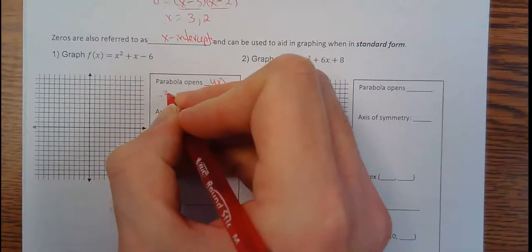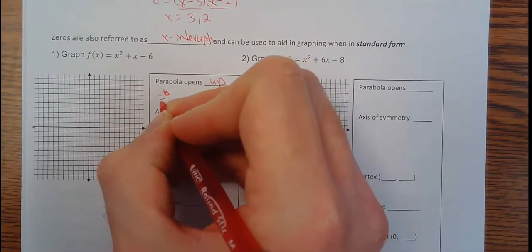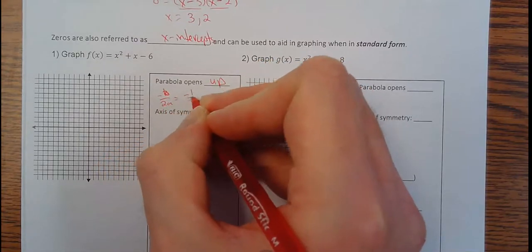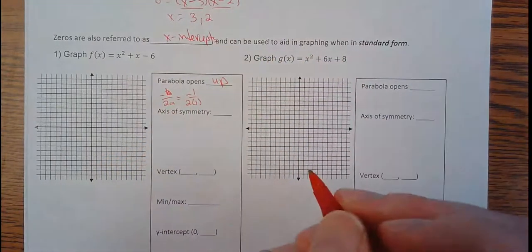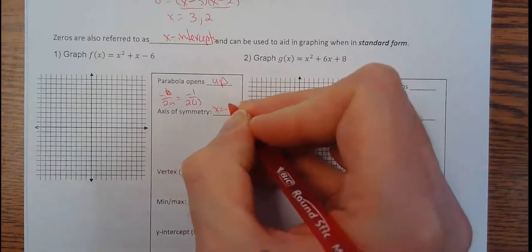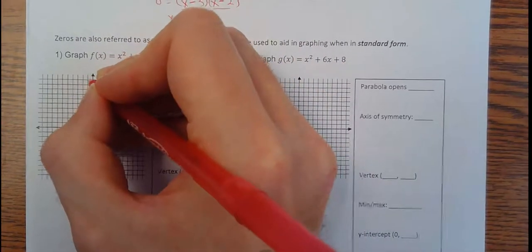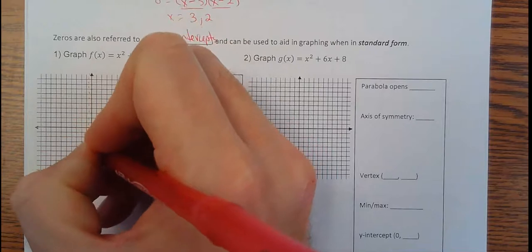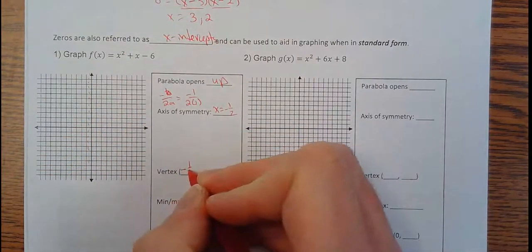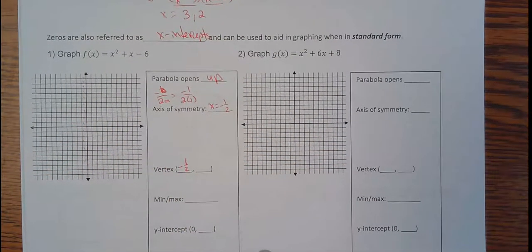Axis of symmetry is negative b over 2a. So this would be -1 over 2 times 1. So that'd give me x equals -1/2. So somewhere in here is my axis of symmetry. That's also -1/2, the x coordinate of my vertex.